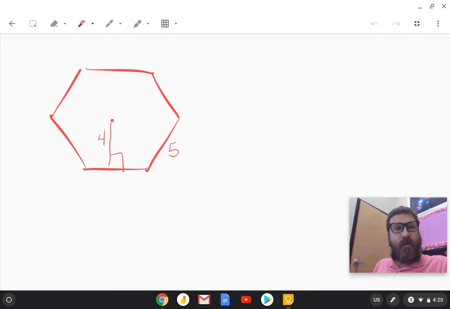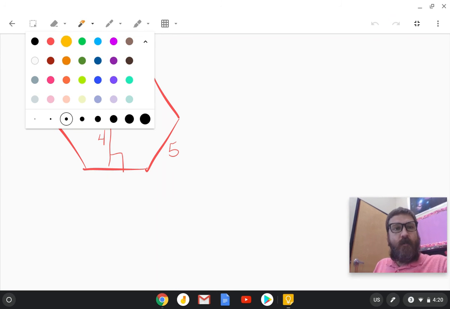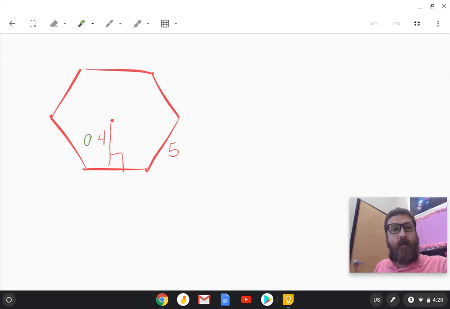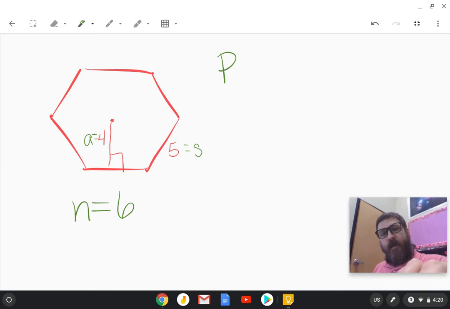When we talk about a regular polygon, we're talking about a polygon that has a certain number of sides. They're all the same length, and then they're going to give you this value called the apothem, or the A value, right here. One thing you need to know is that this being a hexagon, it has an N value of 6 because it has 6 sides. And then the 5 is what we call the S value. Now, they want you to find the perimeter and the area.